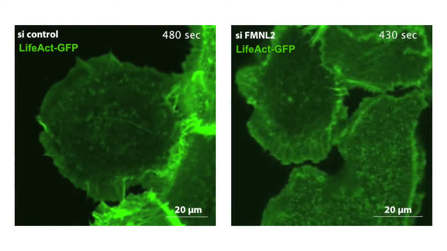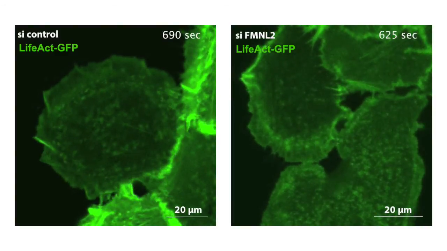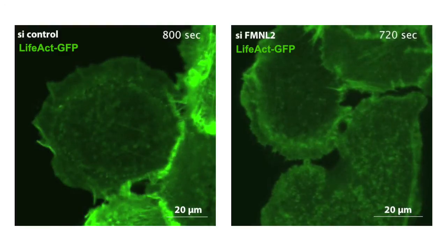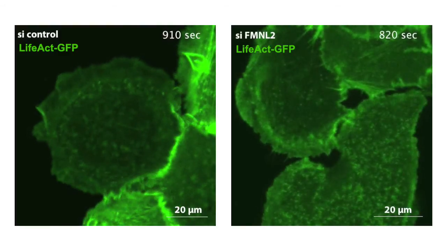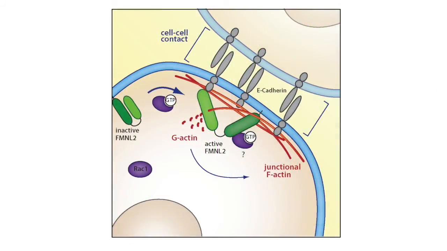In FMNL2 deficient cells, however, photoactivating Rac still induced the formation of lamellipodial protrusions, but neighbouring cells were unable to efficiently form cell-cell contacts, indicating that FMNL2 acts downstream of Rac to promote junctional actin assembly.